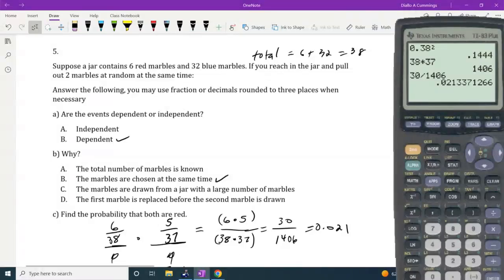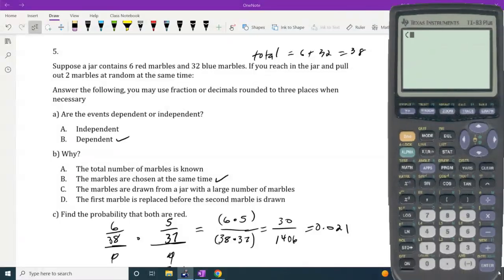So just to show the difference, I'm going to put the top in a set of parentheses, and we have 6 times 5. I'm going to close that off. I'm going to divide. I'm going to open up another set of parentheses. And I can do that all in one step, right? However, if you just put in 6 times 5 divided by 38 times 37 without a set of parentheses, you're going to get something that's way off.